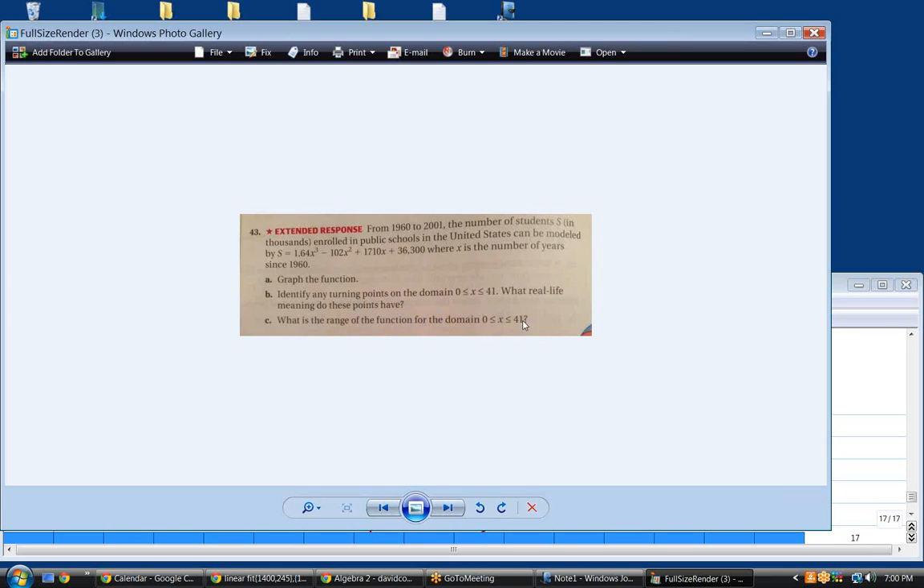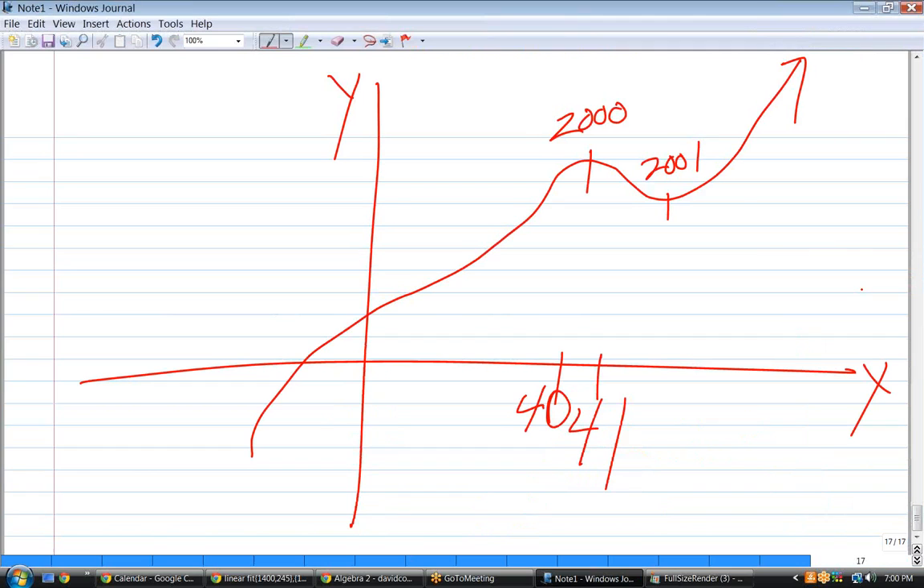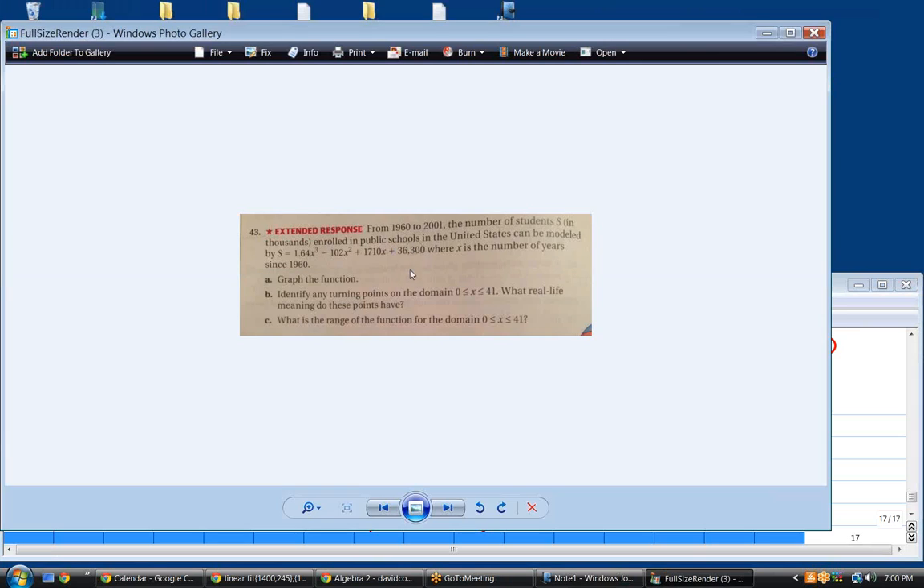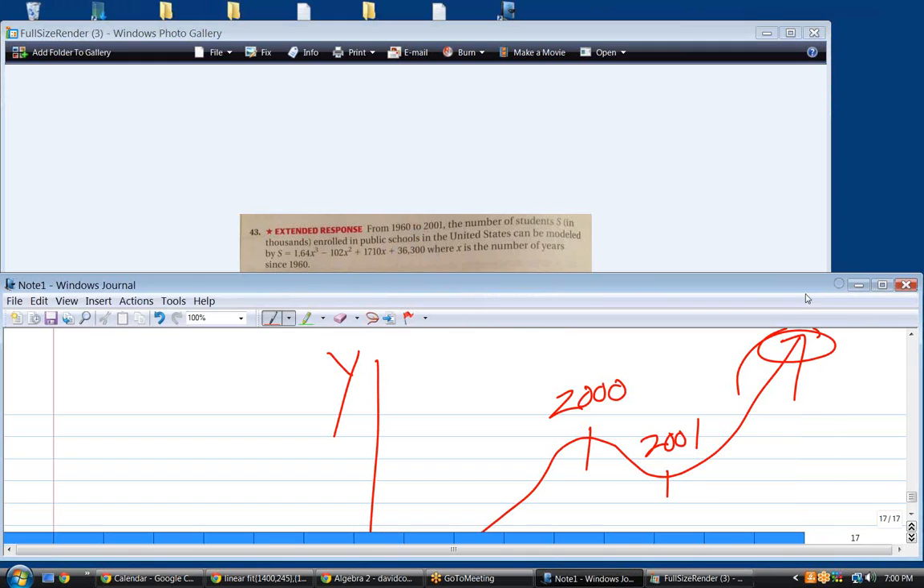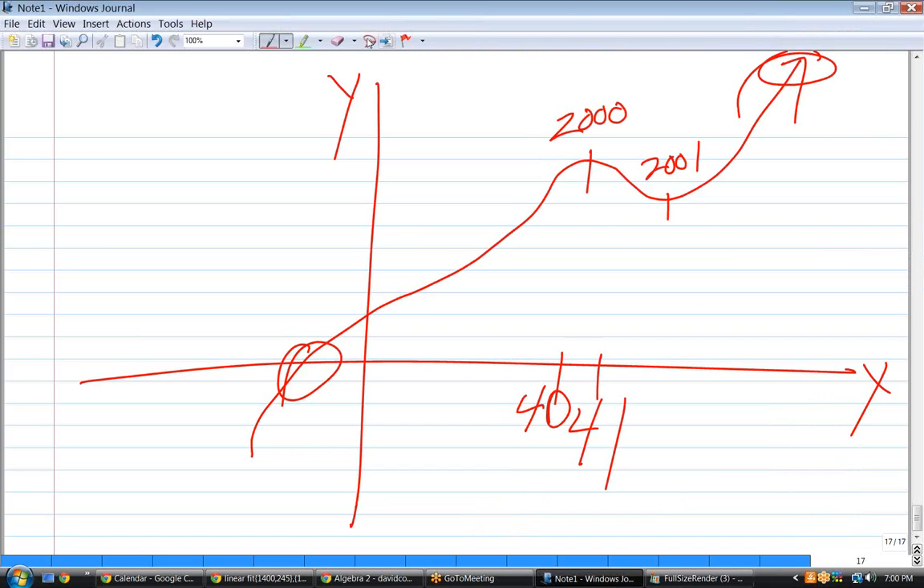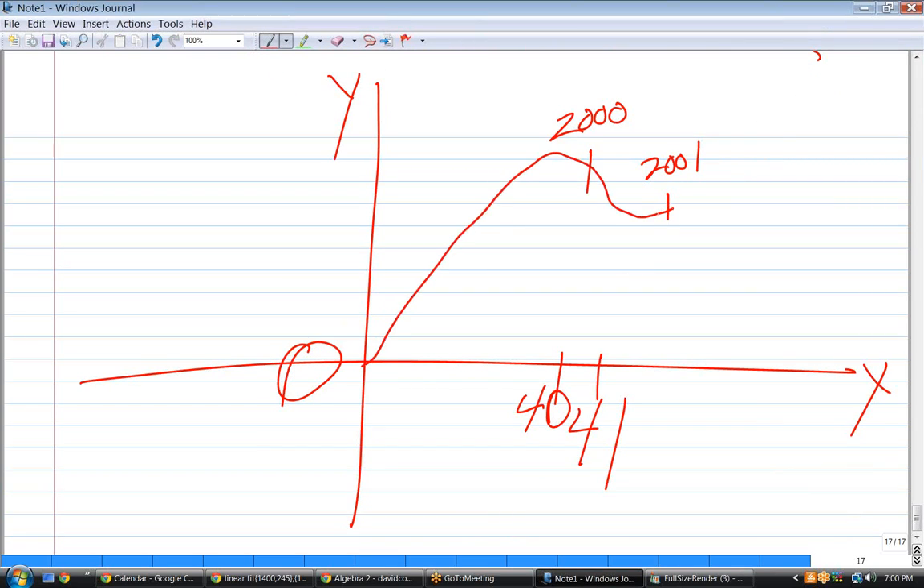Okay. When they say what is the range of the function, that merely means the y values. In other words, if I said what's the range of this function, it's 0 to whatever that value is at the top. And it's going to stop because they only go from 1960 to 2001. So their graph is going to stop at 2001. In other words, their graph may look like that, in which case the range would be from 0 to there, whatever this value is right here. The domain would be from here to here.